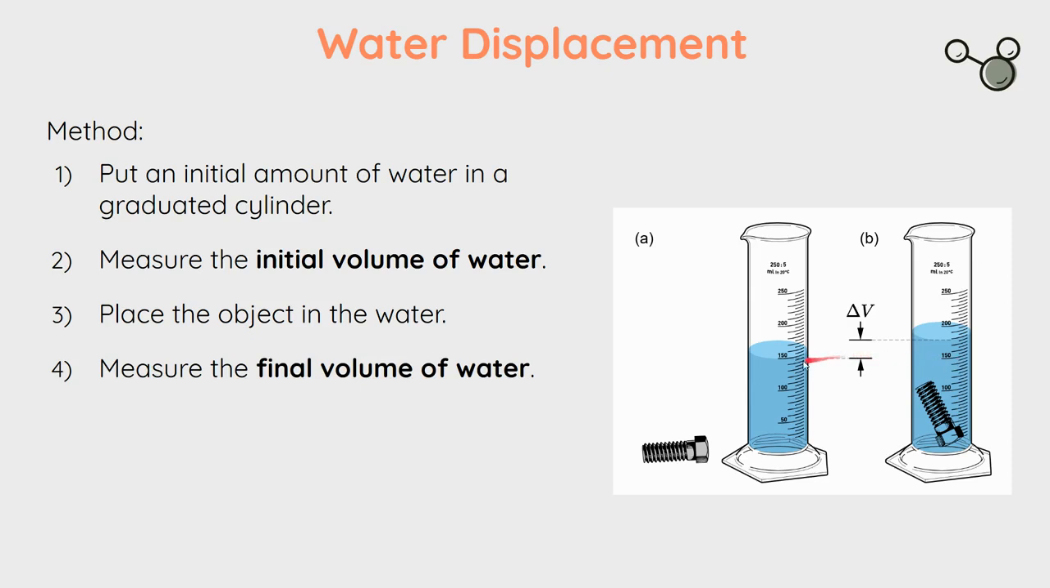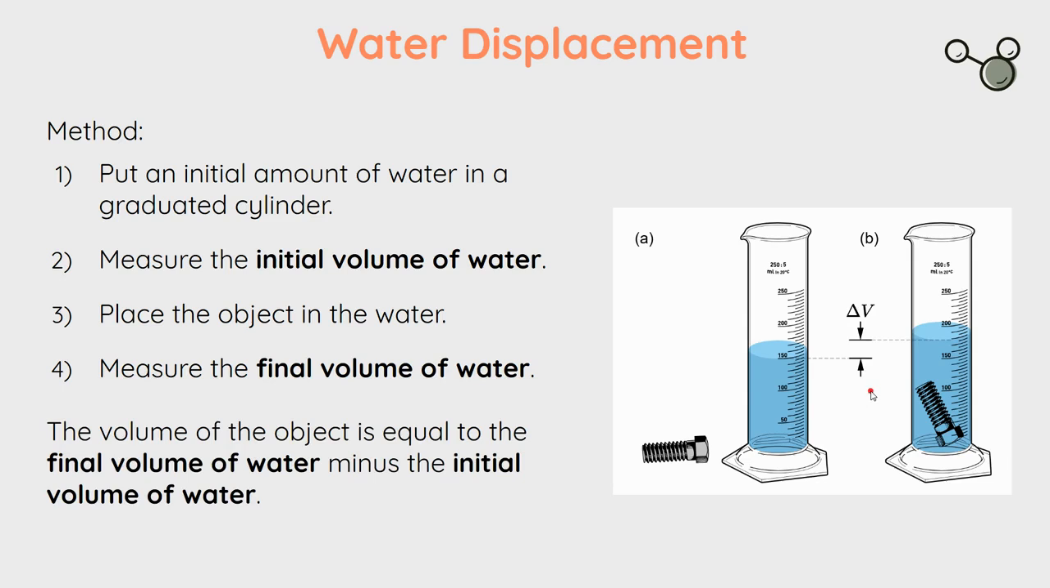So we knew the initial measure was around 150 here. Just kind of eyeballing it, it looks like the final measure is around 180 milliliters. So it rose from 150 to 180. Now to find the volume of the object, that is equal to the final volume of water minus the initial volume of water. In other words, it's how much the water rose.